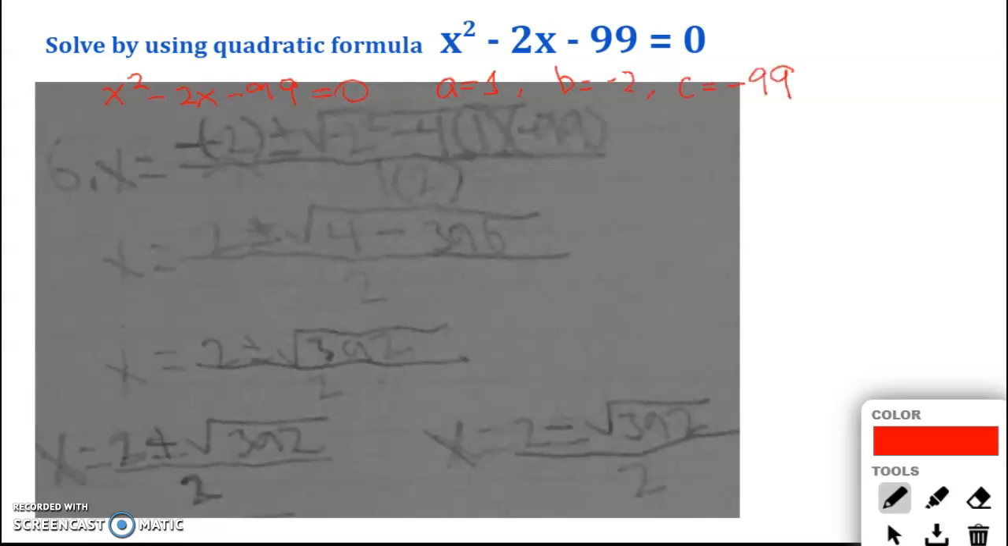But the student correctly substitutes all the values in, okay? He did not make any mistake. That is actually a common mistake when students are substituting them in, especially when they do not write A is equal to, B is equal to, C is equal to, they sometimes substitute the wrong value. Okay, so he put negative of negative 2 plus or minus square root of negative 2 squared minus 4 times 1 times negative 99 all over 1 times 2.